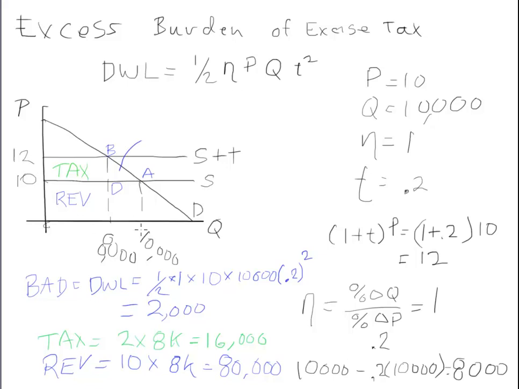We cannot tax 10,000 because it's not being produced anymore. We can only tax the 8,000 that's actually being produced and sold. So we have $2 per unit, roughly, times the 8,000, which gives us our tax revenue. And we also have the revenue down here, 10 times 8,000. Thank you. Hope you enjoyed this wonderful world of taxes.